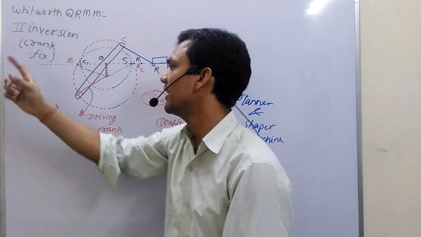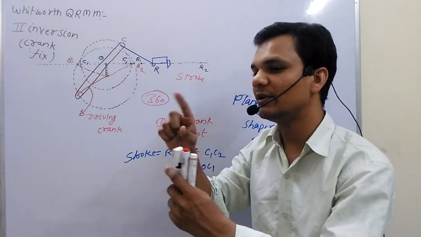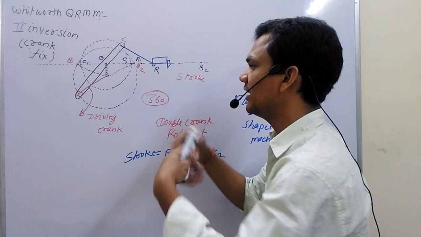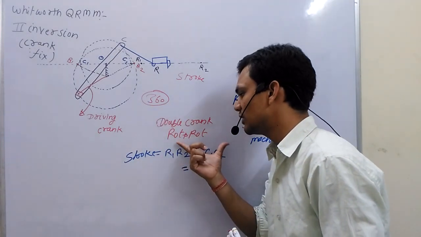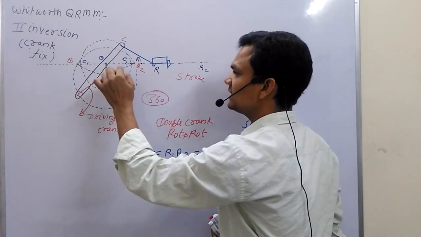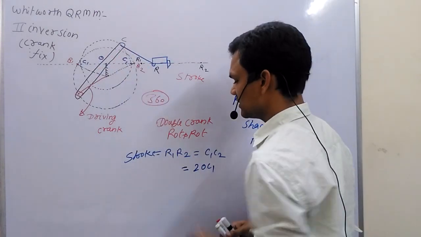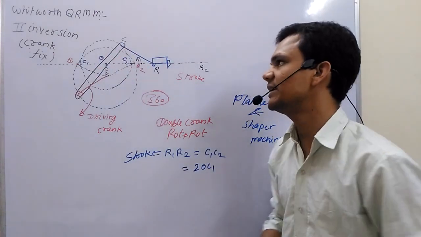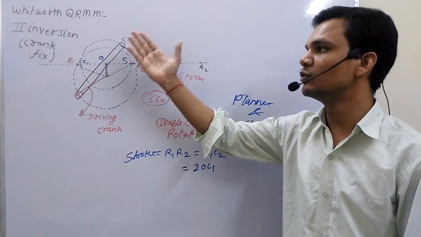In this case we fix the crank, because the crank is the smallest link. If we fix the crank, then it will rotate both input and output links by complete 360 degrees, so that we get a double crank, which is rotational motion to rotational motion. So in this case, the deciding factor of the stroke is the radius of the small circle. By changing the radius of the small circle, we can change the stroke. So this is about the Whitworth quick return motion mechanism.